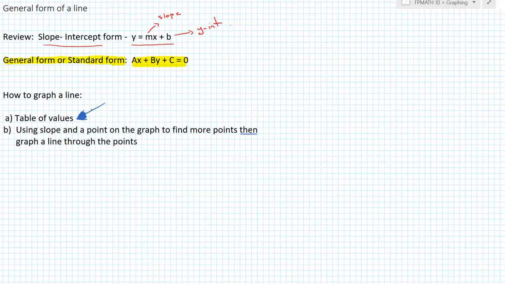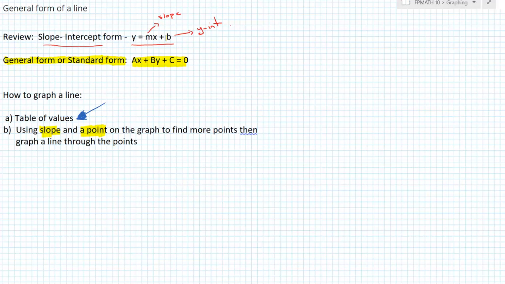The second was using the slope and a point on the graph, and that point sometimes is the y-intercept, sometimes just a regular point, but you can use that to get the next point. So start from that point, use the slope, rise over run, from the point that is given to you. You go up and then across, you get another point, and keep doing that until you get 3, 4, 5 points, and then draw a straight line right through.